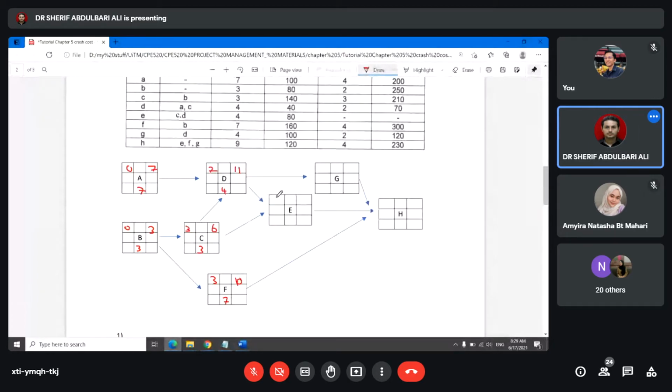Activity E is 11, and activity E is 4 days. 11 plus 4 is 15. So 15, and the 9 days here, it's 24.